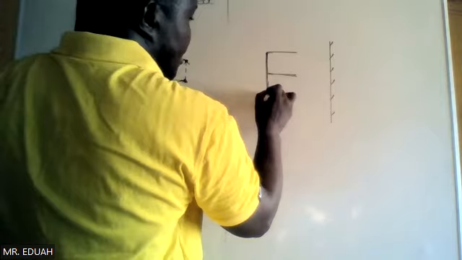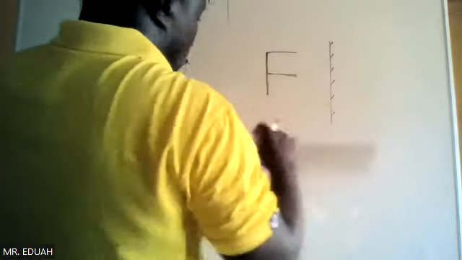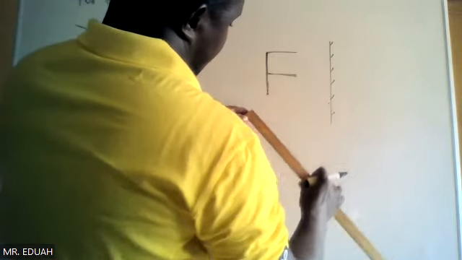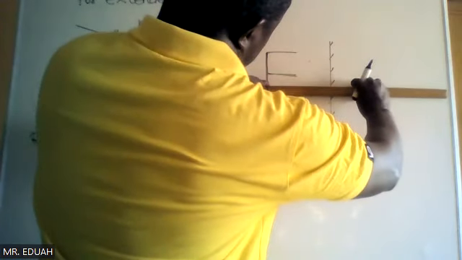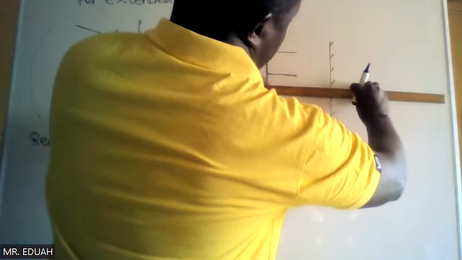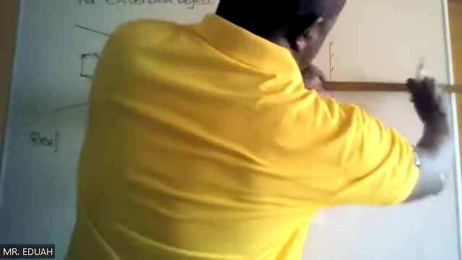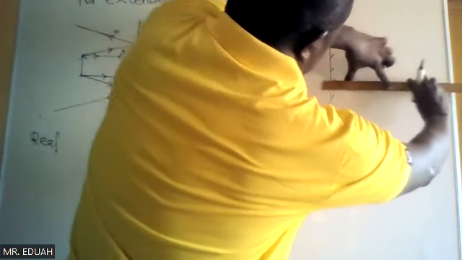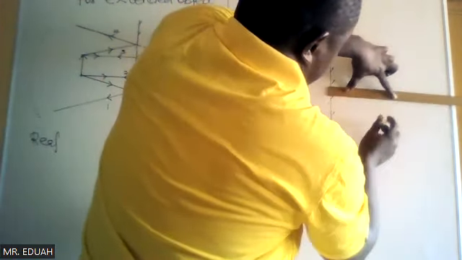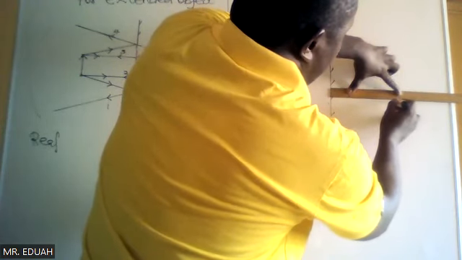So the distance of the object from this point to this point must be the same as the image. So I must take this measurement. Very, very important. So this is 17.5. And so I measure 17.5 from the other end. 17.5 is somewhere here.